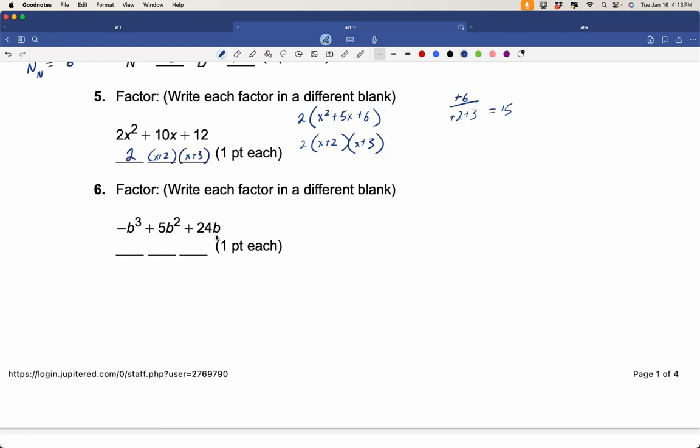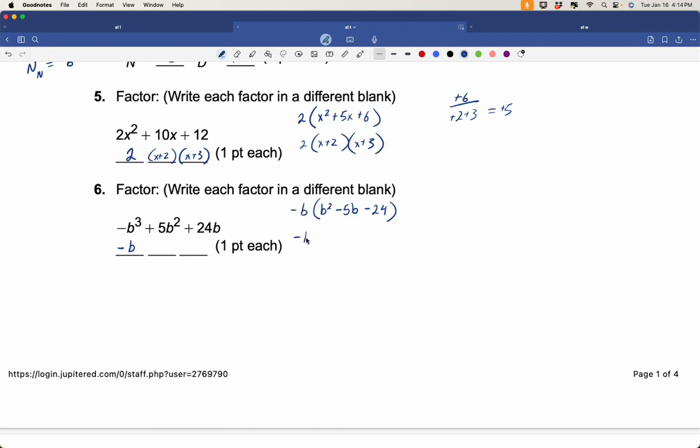All right, now let's look at number 6. First of all, I want to take that negative sign off. And then there's like an extra b in each of these terms. So if I do that, minus b, then I get b squared minus 5b minus 24. Because when you take out that negative, you have to change all these signs, right? Because you're multiplying negative times negative to get a positive.